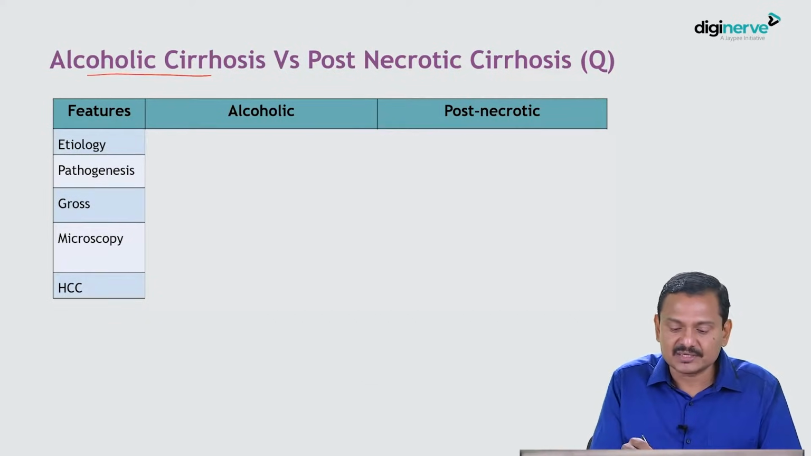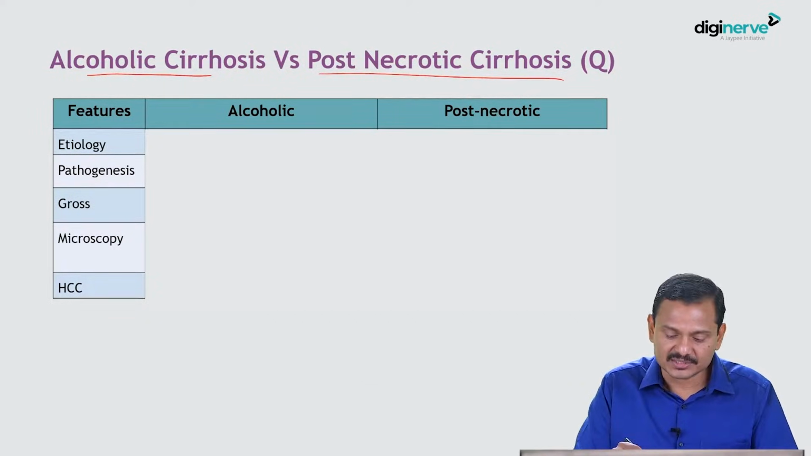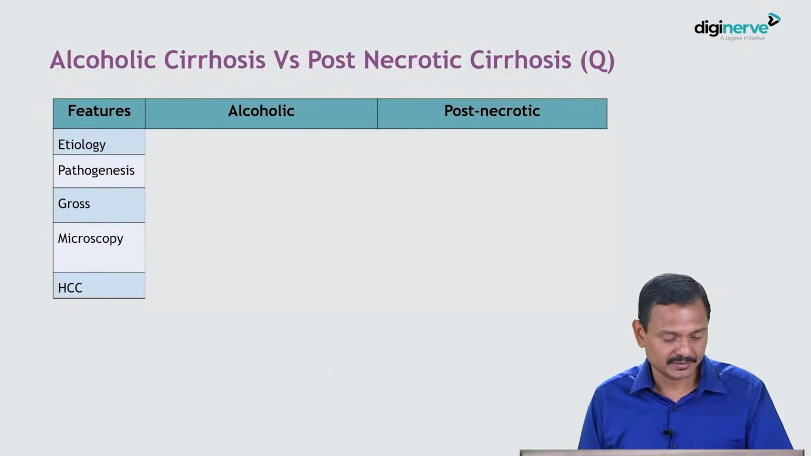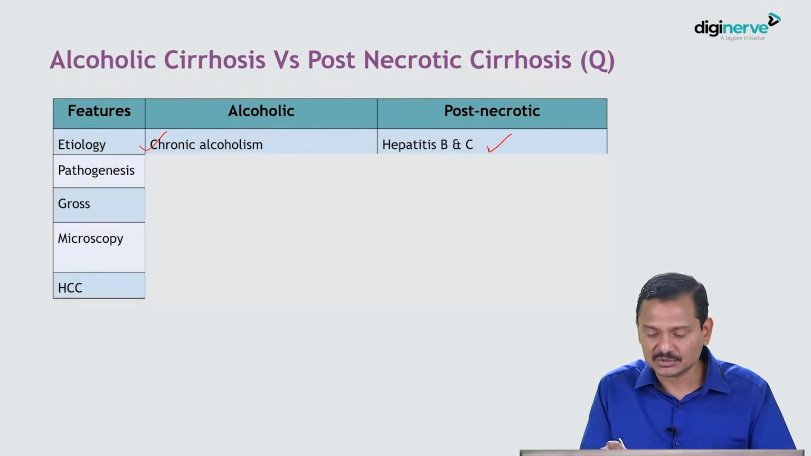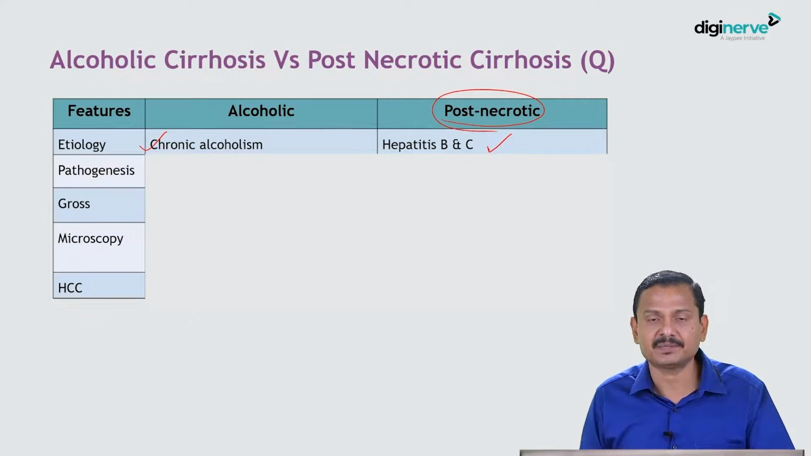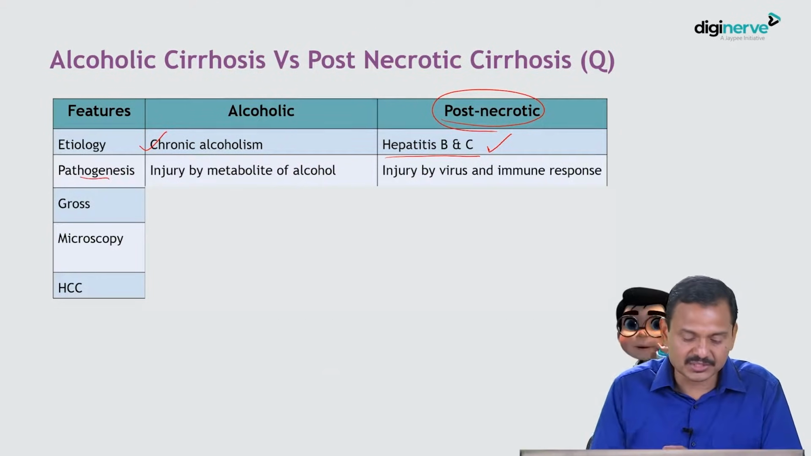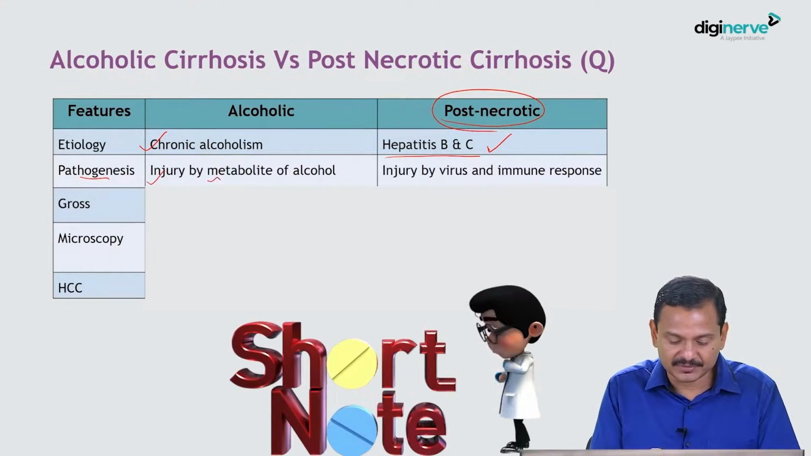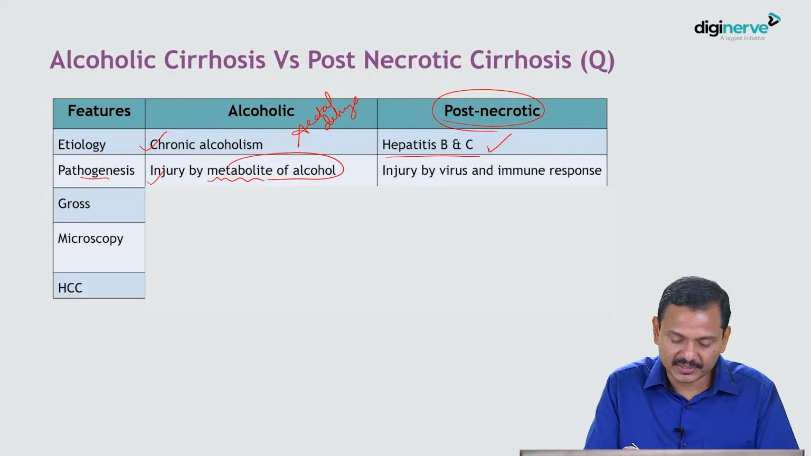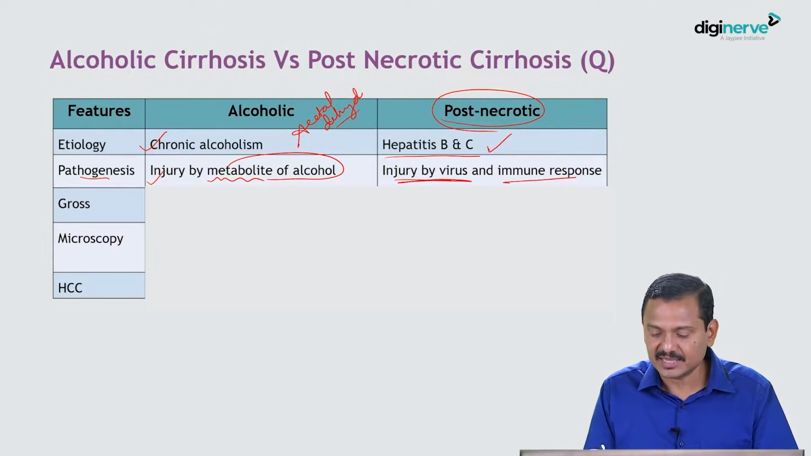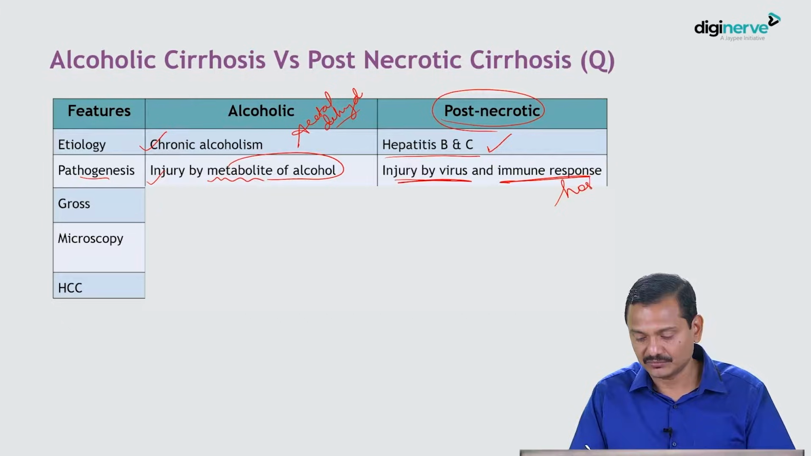Now we will take a comparison of alcoholic cirrhosis versus post-necrotic cirrhosis, which is also called hepatic cirrhosis. How do they look different? Etiology: here it is chronic alcoholism, here it is hepatitis B and C. So you have to remember that post-necrotic hepatitis means the hepatitis because of B and C. The pathogenesis of injury here is because of the metabolite of alcohol, that is acetaldehyde. Whereas here the injury is by the virus as well as the immune response of the host.